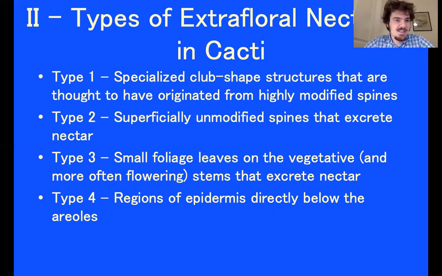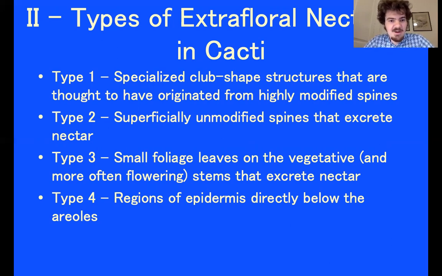And it's interesting that they are found in 2 evolutionarily separate groups: the Cactoideae, the ball and barrel cacti, as well as the Opuntioideae, the prickly pears and chollas. Type 2 nectaries are superficially unmodified spines. They are really difficult to tell from just regular cactus spines, but they excrete nectar.